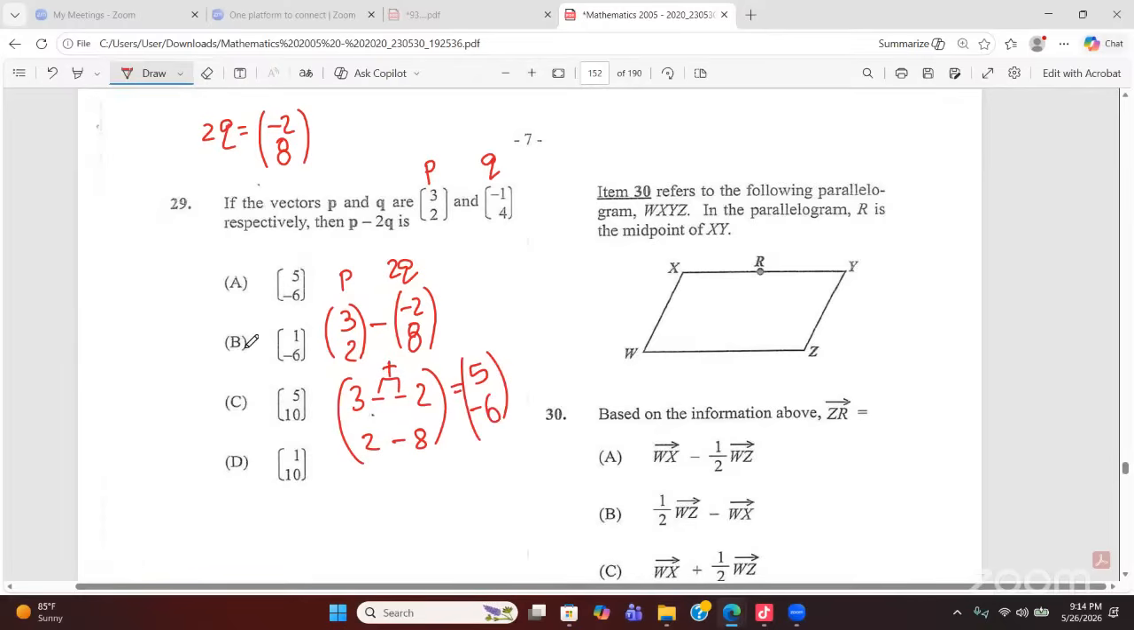Where is it? A. All right. Everybody, we're at A. We're good. Seems like we are all right. That's 29.